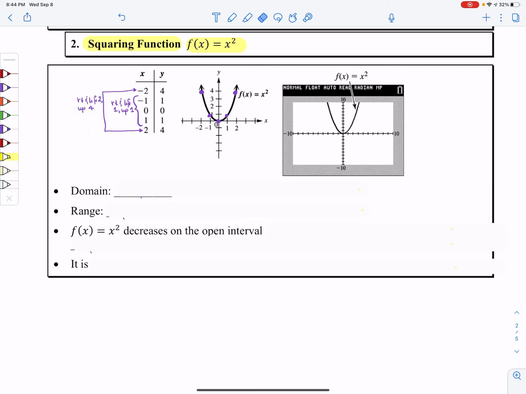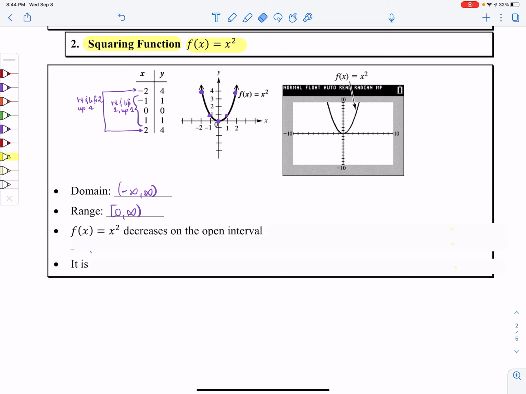If you go right or left 2, you're going to go up 4, because 1 squared is 1, 2 squared is 4. These are what I would call the special points for the parabola. The domain is going to be all real numbers. The range, remember this is from bottom to top, so this is going to be from 0, including 0, to infinity.